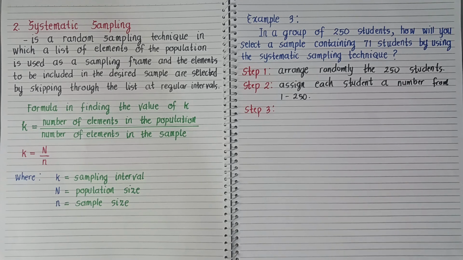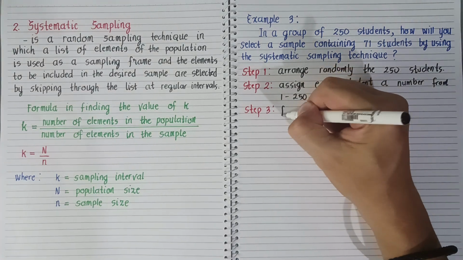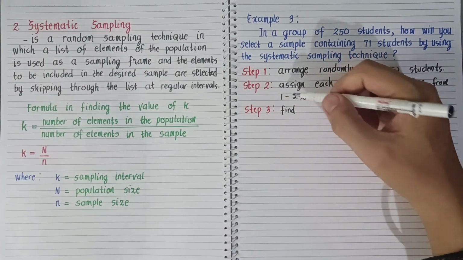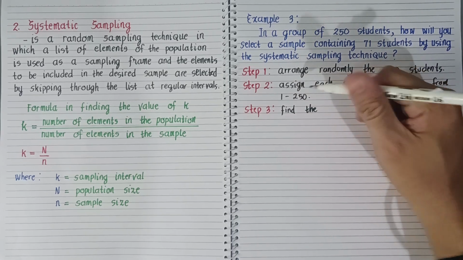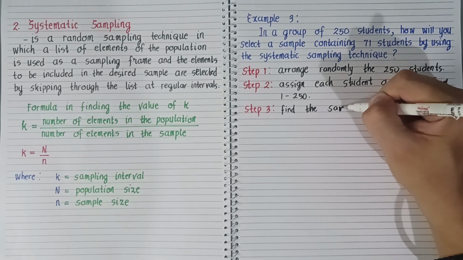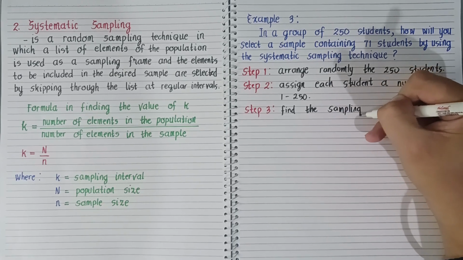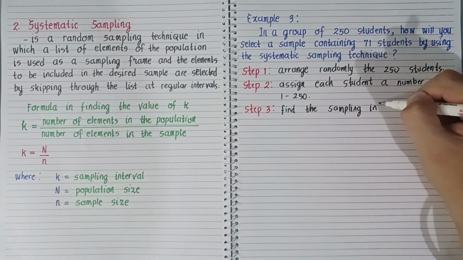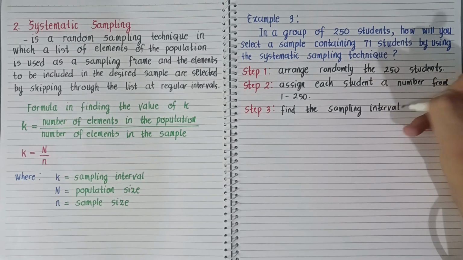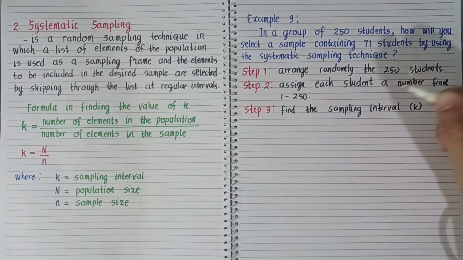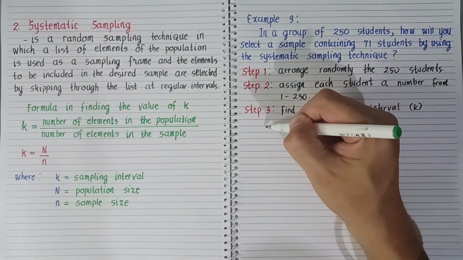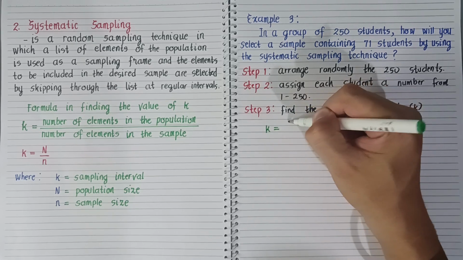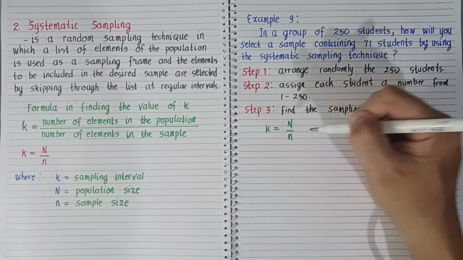Step 3 ay find the sampling interval k or the value of k, which is yung k na hinahanap natin using this formula. Okay? So, sulat natin yung formula. So, k is equal to capital N divided by small n.